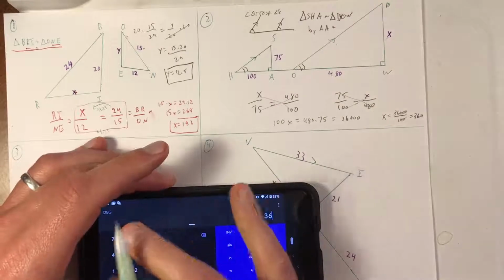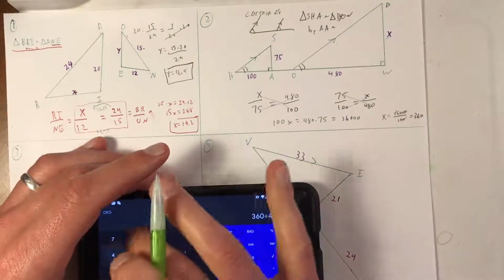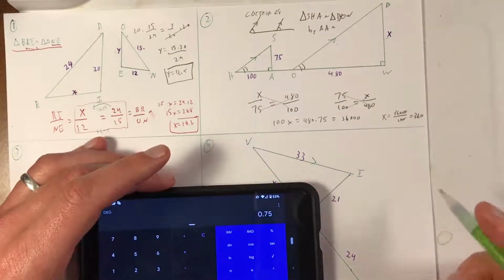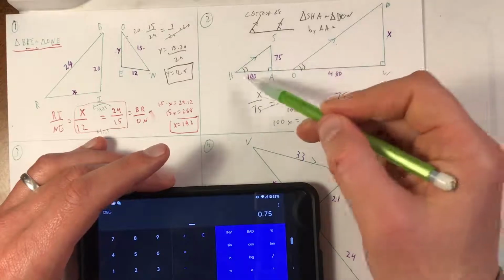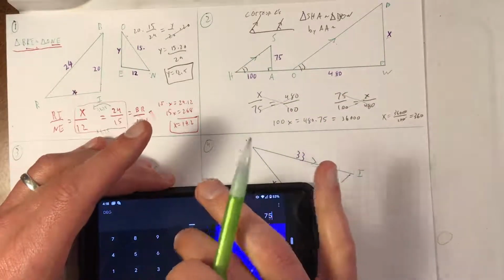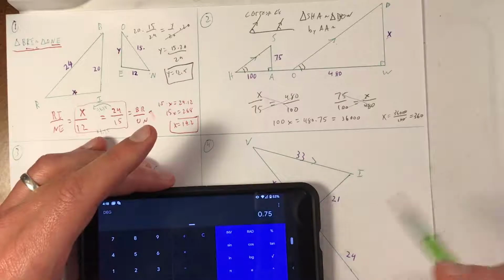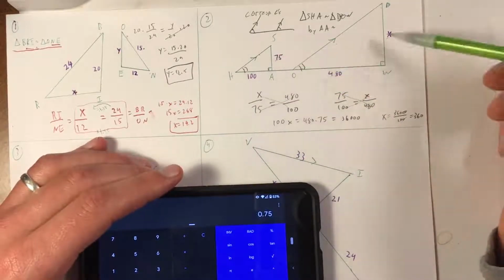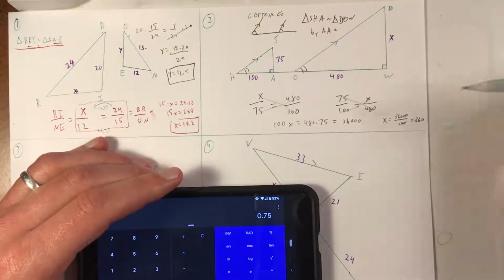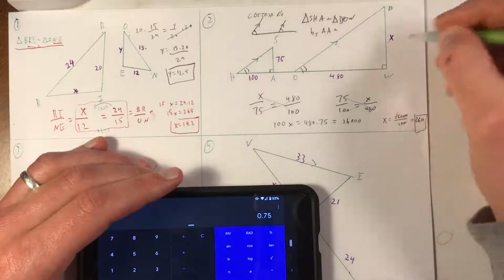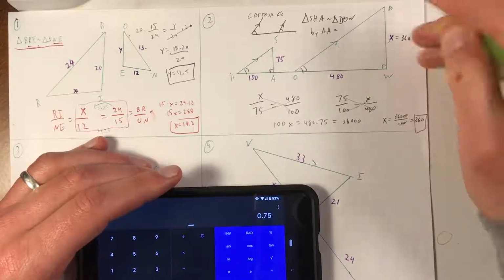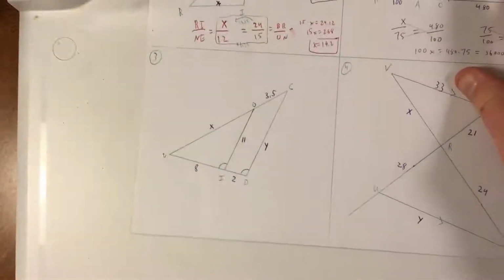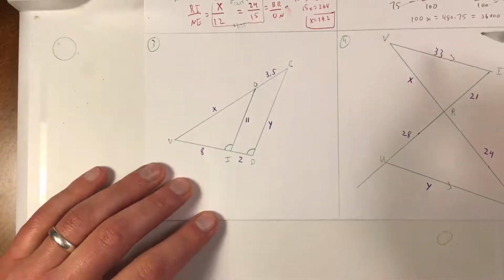360 divided by 480. That's 0.75. If I do 75 divided by 100, that is also 0.75. So that's how I know that they've got the same proportion and we're all worked out okay. So the x is 360 here. All right, on to the next one here.